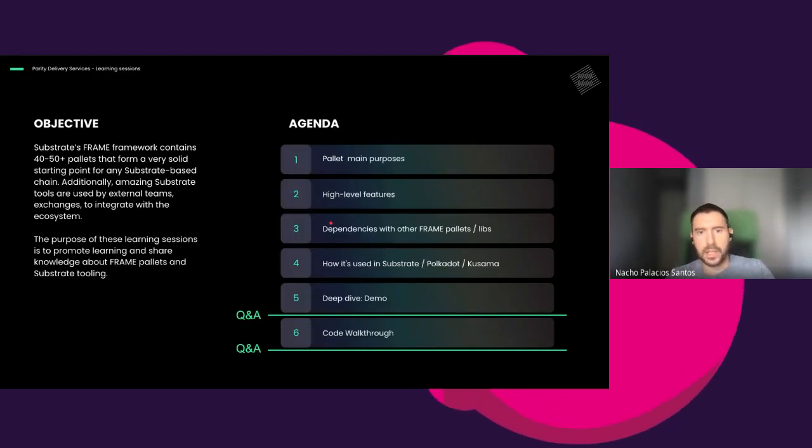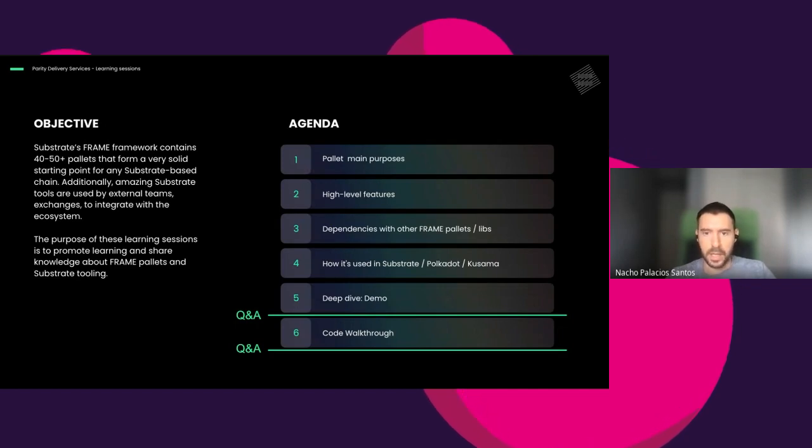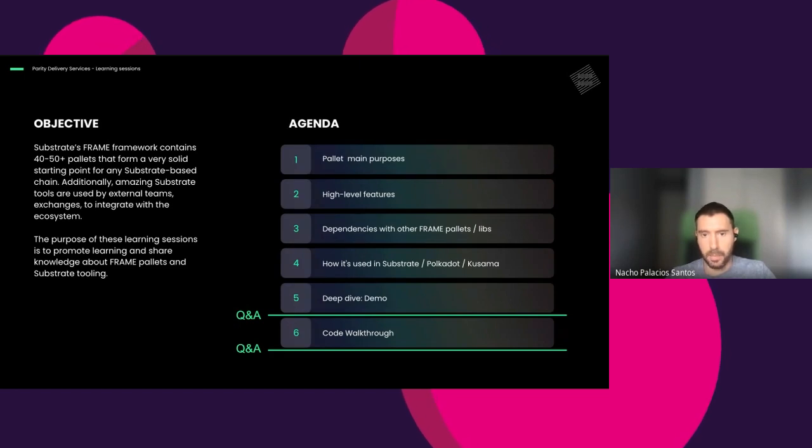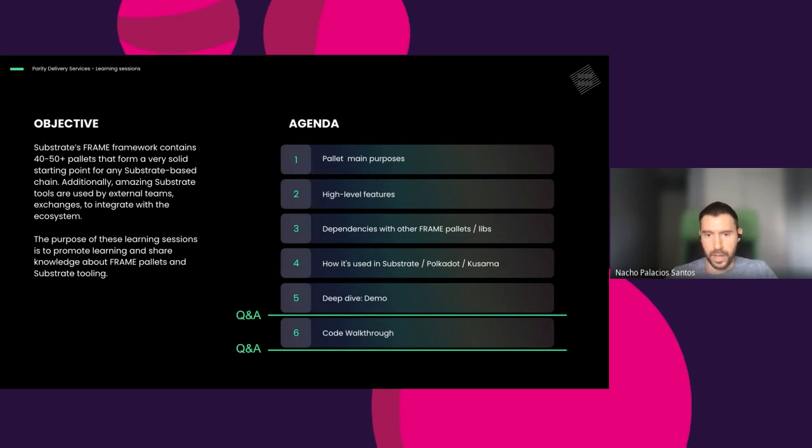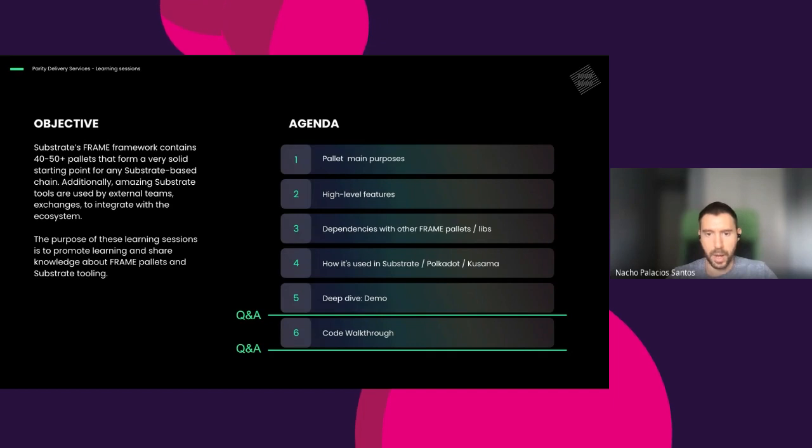This is today's agenda. I'll start talking about the pallet's main purposes and high-level features. Then my colleague Dominic will talk about dependencies with other FRAME pallets and how it's used in Substrate. Then it will be Alex's turn. He will walk us through a demo, showing some of the features I previously talked about. And finally, a code walkthrough. There will be two Q&A sections, one right before the code walkthrough and the other right after.